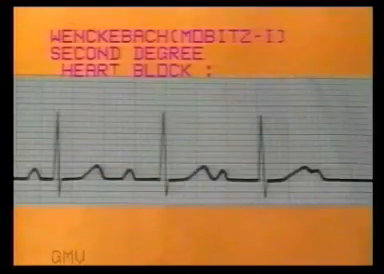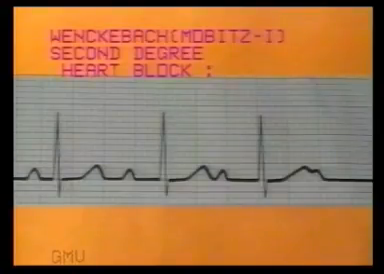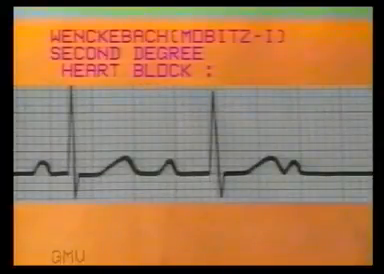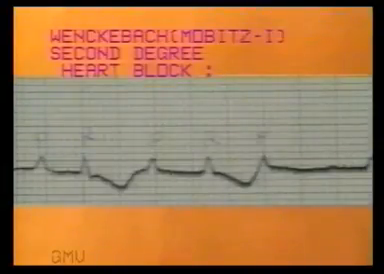In the first beat, the PR interval is 4 small squares, that is normal. In the second beat, it is 6 small squares. In the third beat, it is 7 small squares, and the fourth P wave is not followed by QRS complex. This phenomenon, where the PR interval gradually increases till a beat is dropped, is termed as Wenckebach phenomenon. Then again, the next beat will show a normal PR interval and the process will continue again.